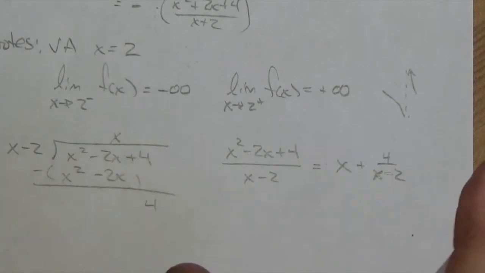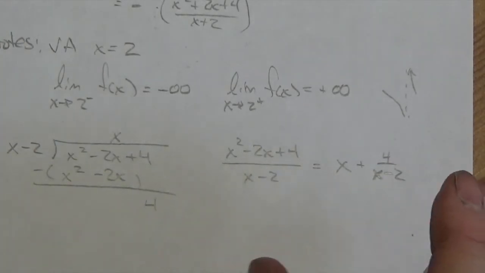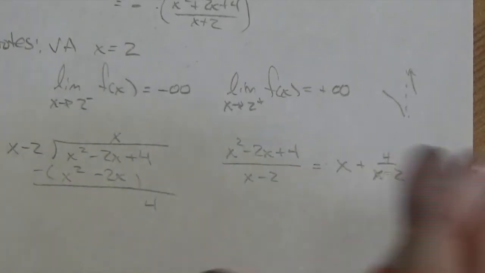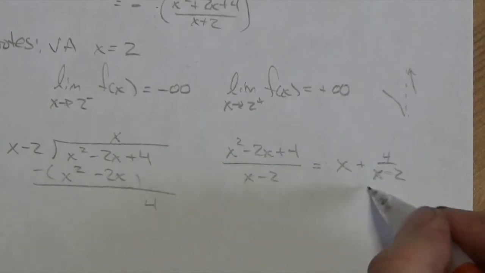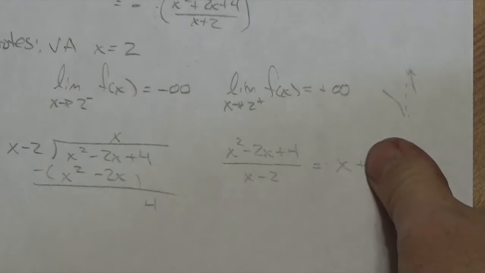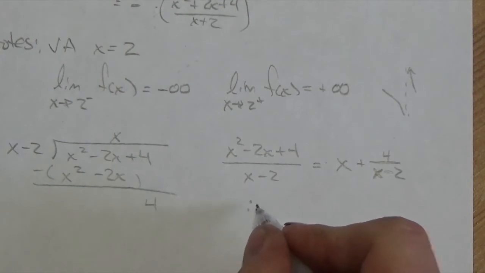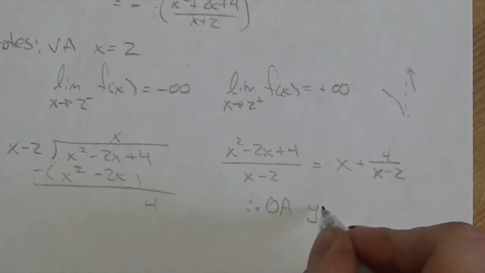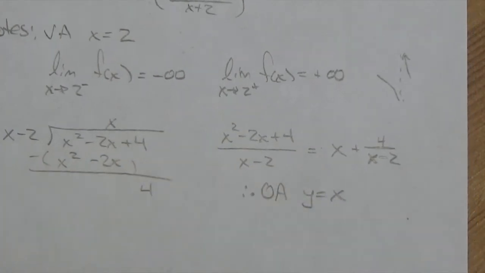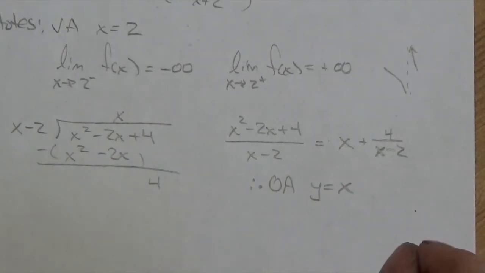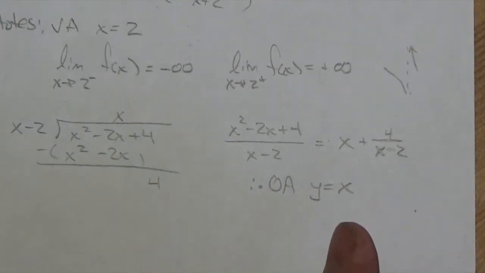Now, as I let x go off to positive or negative infinity, notice that this piece right here, because the x is in the denominator, is going to go to 0. So I'm just going to be left with x. And so there's my oblique asymptote: y equals x.